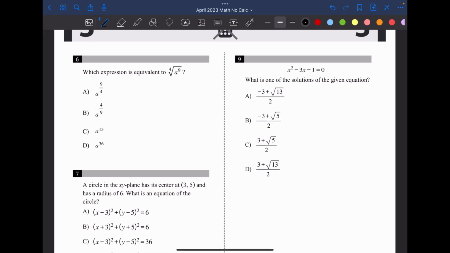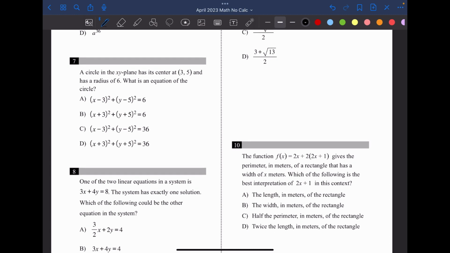Question number 6. Which expression is equivalent to the 4th root of 8 to the power of 9? This is super easy. It's a rule that you have to memorize. But if you have a root, whatever the root is, it would be the denominator of the fraction of an exponent. So this would be a to the power of 9 over 4. Once again, since this is the 4th root, that 4 will go on the denominator of the fraction, and that's it. So this is literally your answer. It's a rule that you memorize. The answer is A. So we are done.